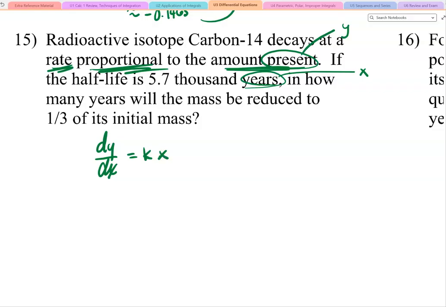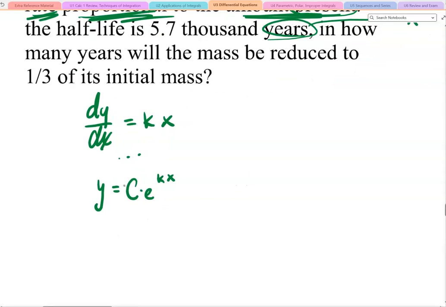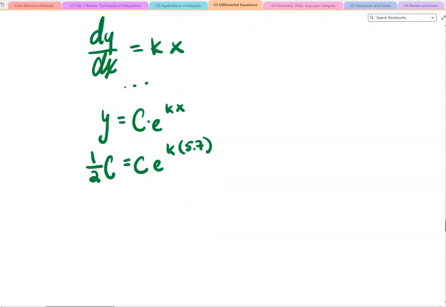Half-life is 5.7 thousand years. Now here's something that's kind of interesting. We'll go through the process to ultimately show that y is equal to c times e to the kx power again. It's the exact same process that we saw before. But when we start describing this phrase half-life, that's an indicator that half of our initial value c is what's left after a certain amount of time. And in this case, we're told that's 5.7. So even though we don't know the actual amount that we started with, we know that half of it remained after this portion of time.